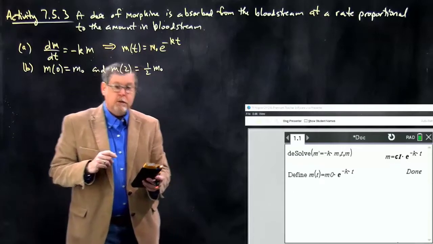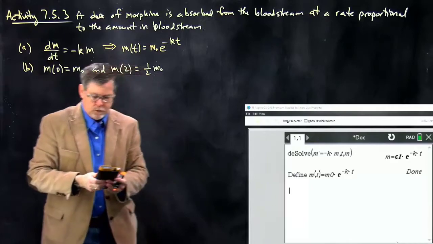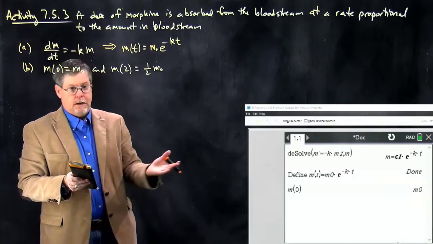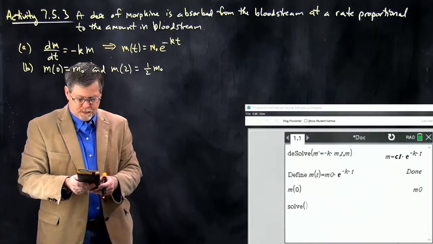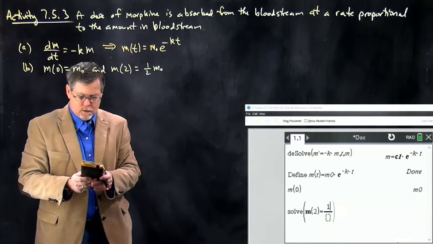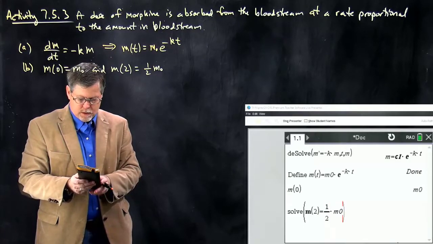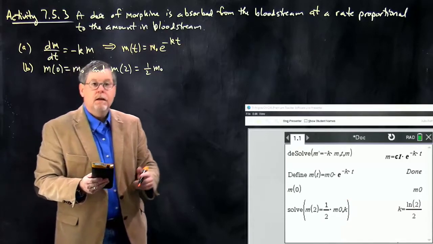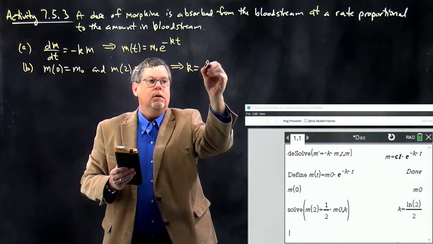So what we really want is for it to be true that 2 hours into it, I'm half of what I started with. By the way, if I type M of 0 there, I get M sub 0. So what I really want to do is solve M of 2 equal 1/2 times M0, and I want to solve this for k. And that's saying that my k should be natural log of 2 over 2.